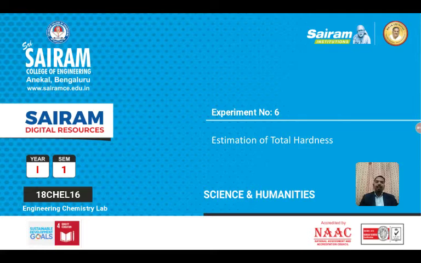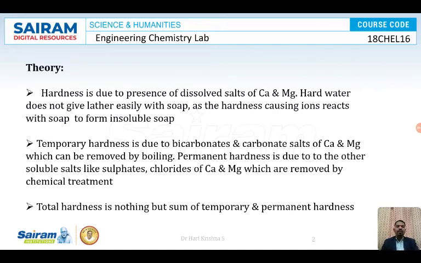And what do you mean by total hardness? That answer I have told is a primary school answer, right? So what are the chemical components which cause hardness? Let us see today, and how to estimate it we will discuss today. Hardness is present due to the presence of dissolved salts of calcium and magnesium. It might be carbonate, bicarbonate, sulfate, chloride salts of calcium and magnesium. If salts of calcium and magnesium are present in water, it causes hardness, and the water does not give lather easily with soap.